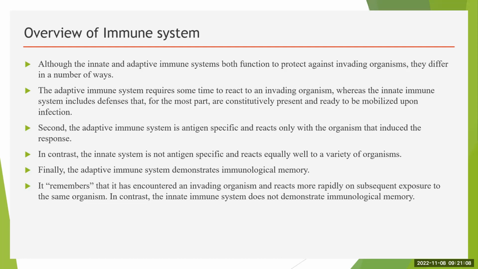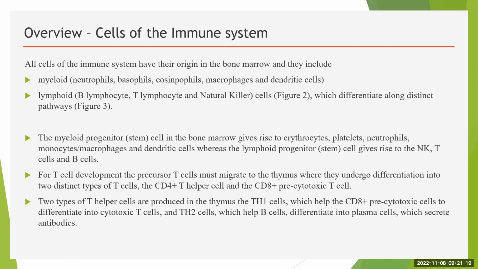But on second infection, you actually respond better and you've got a better treatment outcome in response to that particular infection. So all the cells of the immune system have got their origin in the bone marrow. We discussed that yesterday, the origin and the development of the immune cells coming from the bone marrow. And we've got different lines of development. We've got the myeloid and we've got the lymphoid.